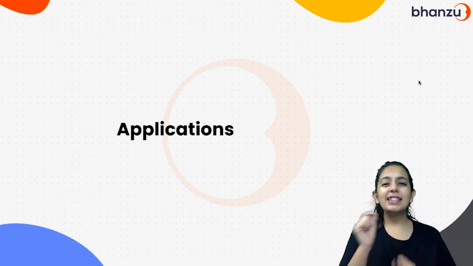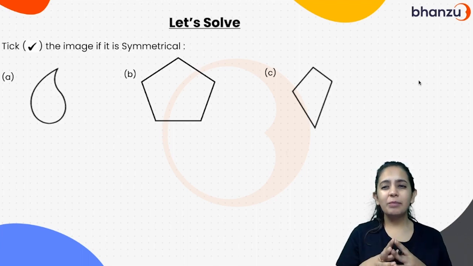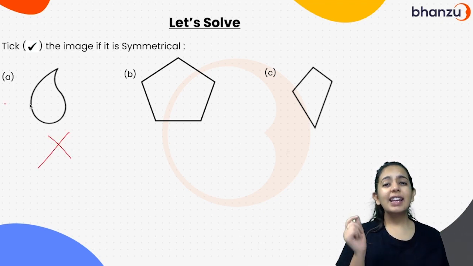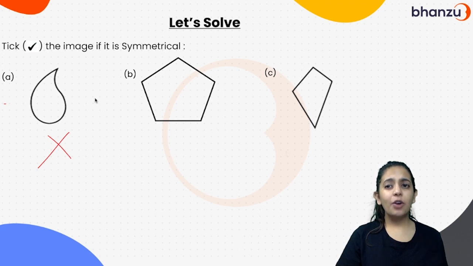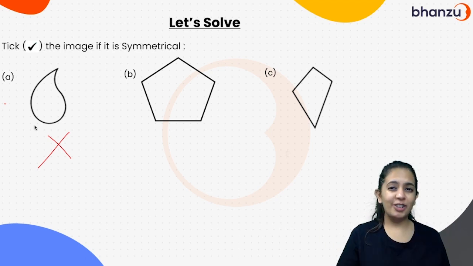Okay, now let's look at some of the applications of what we have just learnt about. So tell me, are these shapes symmetrical? The first one is not symmetrical, right? It doesn't matter how you fold this shape, horizontally or vertically or in any other way, you will never find this shape symmetrical. You will never see two equal parts of it overlapping onto each other.